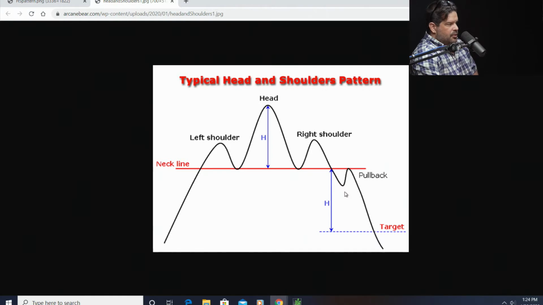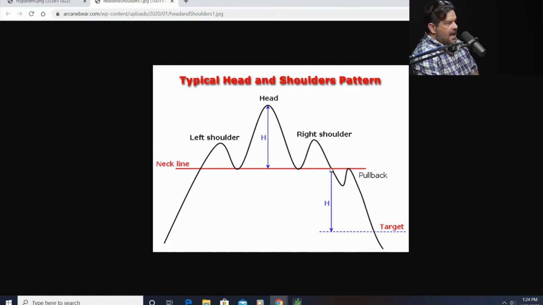Sometimes you'll have it where price just shoots right down. Sometimes you'll have a little pullback, which is now old support making new resistance, and then falls back off. The way that you get your target is you take from the top of the head down to the neckline, which is the bottom of the shoulders. You duplicate that, making a range box, and you get your target.